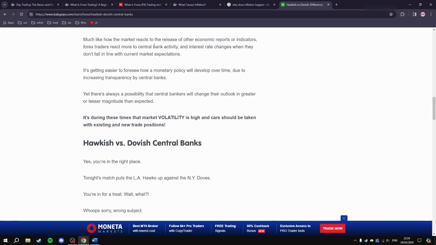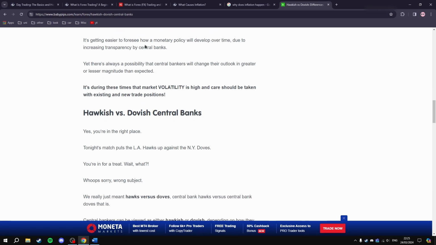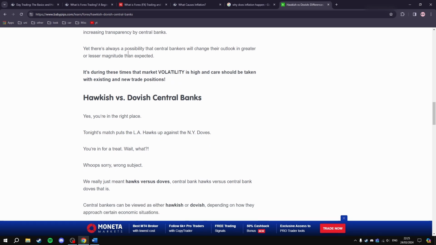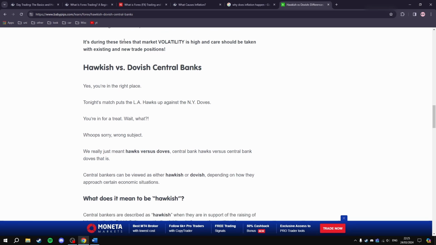Much like how the market reacts to the release of other economic reports or indicators, Forex traders react more to central bank activity and interest rate changes when they don't fall in line with the current market expectations. It's getting easier to foresee how a monetary policy will develop over time due to increasing transparency by central banks. Yet there's always a possibility that central bankers will change their outlook in greater or lesser magnitude than expected. It's during these times that market volatility is high and care should be taken with existing and new trade positions.